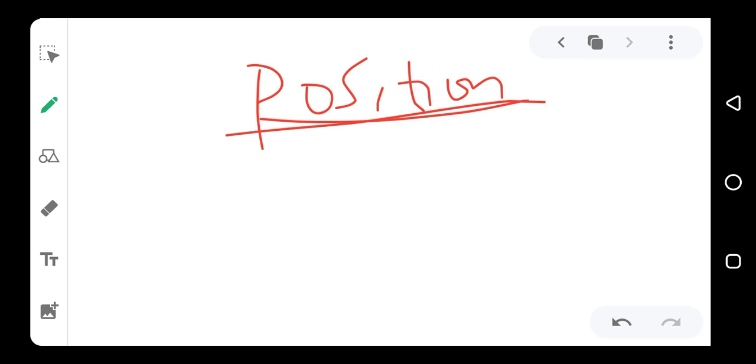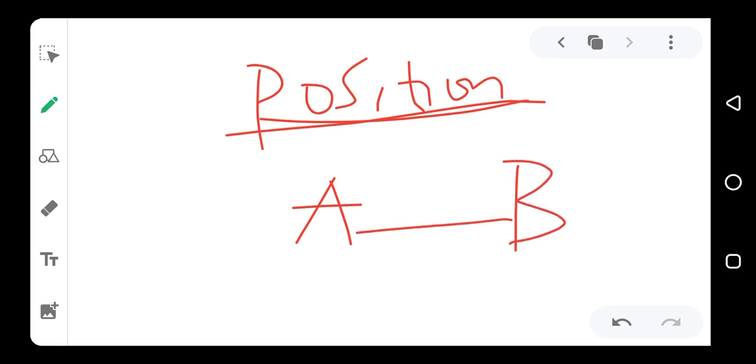Now, distance. Distance, on the other hand, means the separation between 2 points. The separation between 2 points is what we call distance. If we have a point A and we have another point B, the separation between 2 of them is what we call distance. And distance is always given in no specific direction.